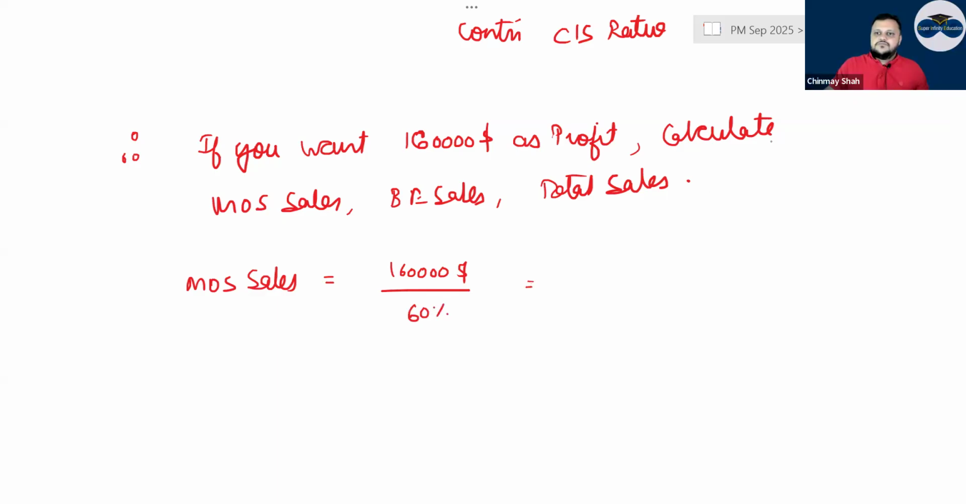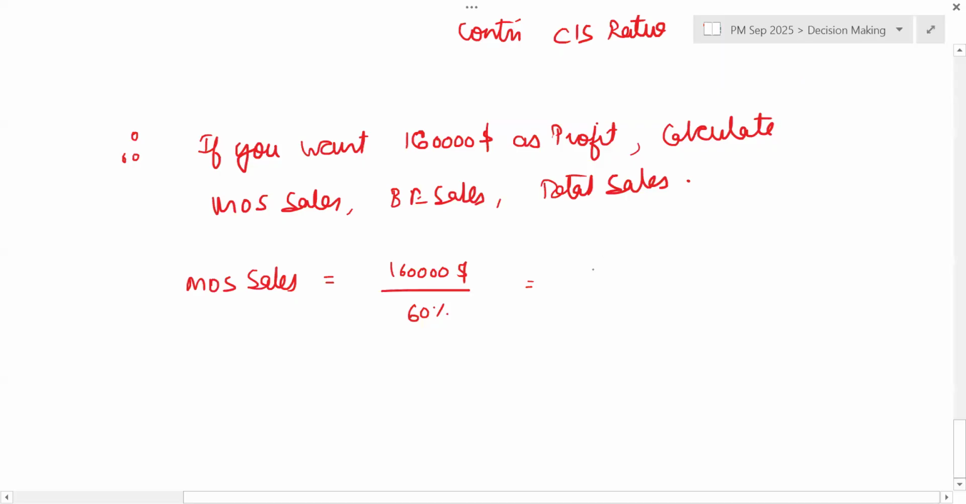So how much is MOS sale? How much is it? Krishna, what do you say? Ishan? 266,667.